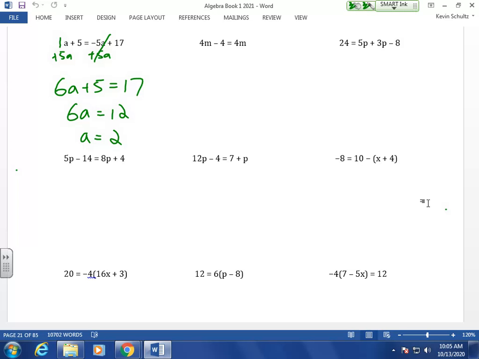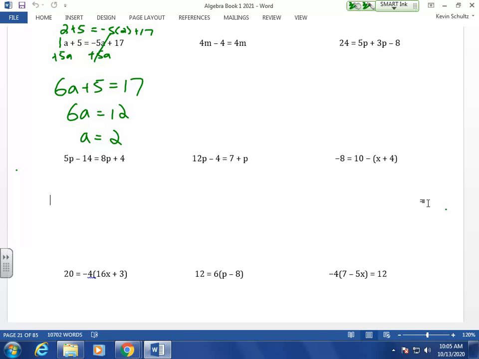And you can check that. If a is 2, does 2 plus 5 equal negative 5 times 2 plus 17? Right? Just substitute that 2 in for the variable a. Well, 2 plus 5 is 7. Negative 5 times 2 is negative 10. Plus 17 is also 7. So you know it works out. It's the one value for a that'll make that equation true.